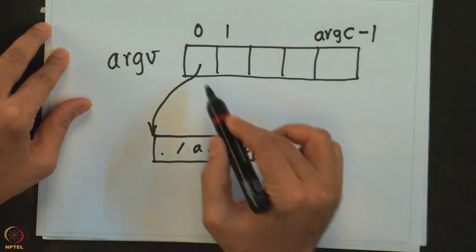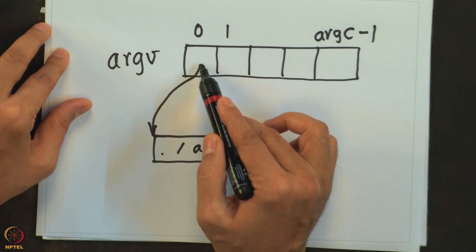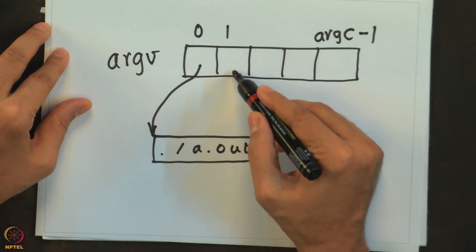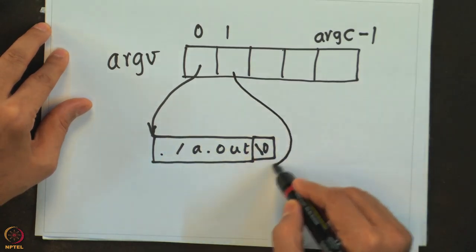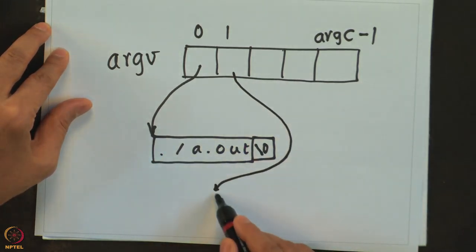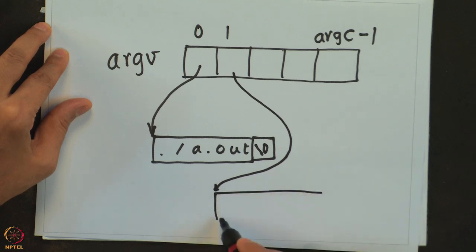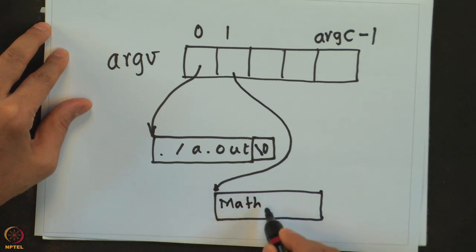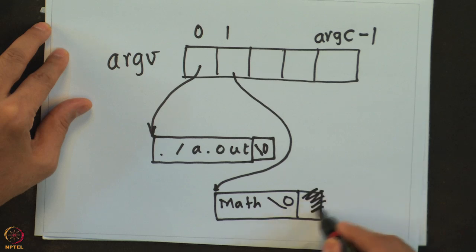So this zeroth element is going to point to this. The first element is going to point to an array which stores the second word typed by the user with a null terminator. So let us say the second word typed was math, and then there was a null terminator. So this is the second thing.